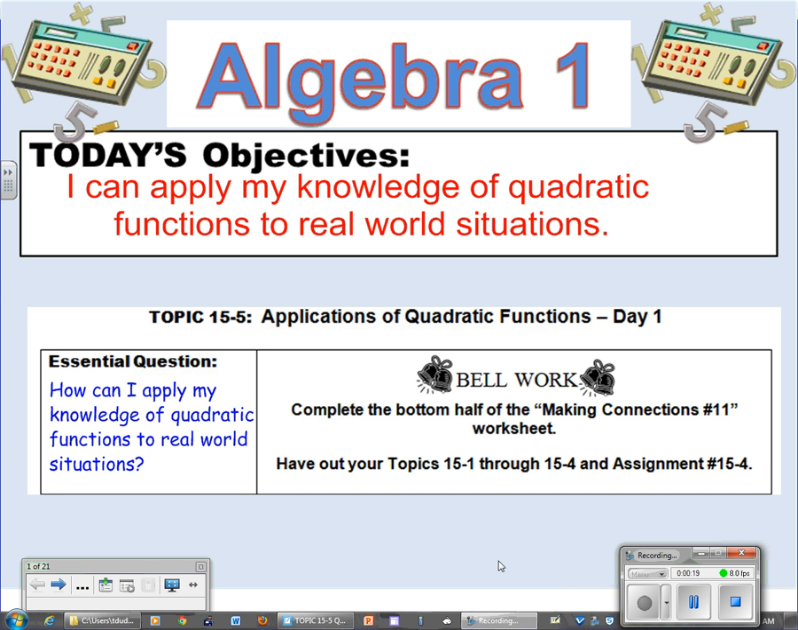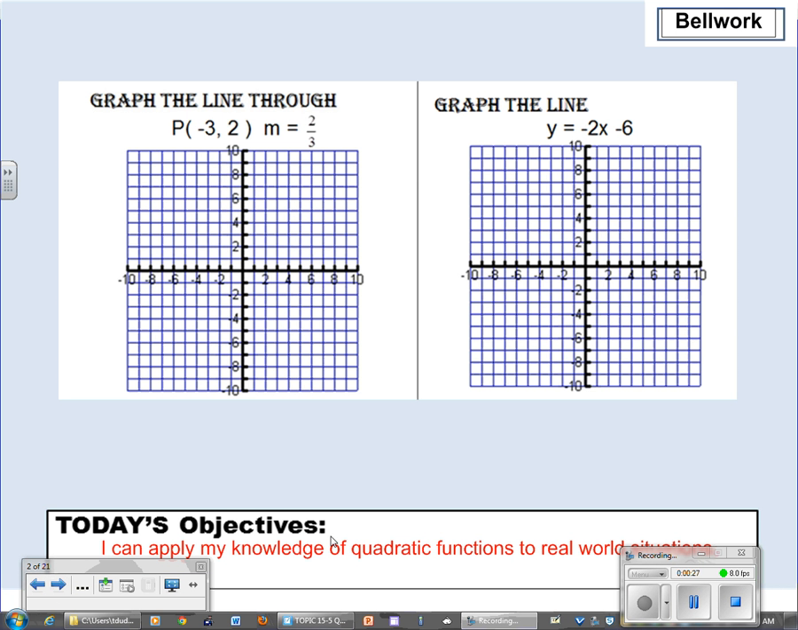You should also have out all your topics up until this point in addition to assignment number 15-4, so that you can check it. So here's the Making the Connections. It's reviewing our linear functions.